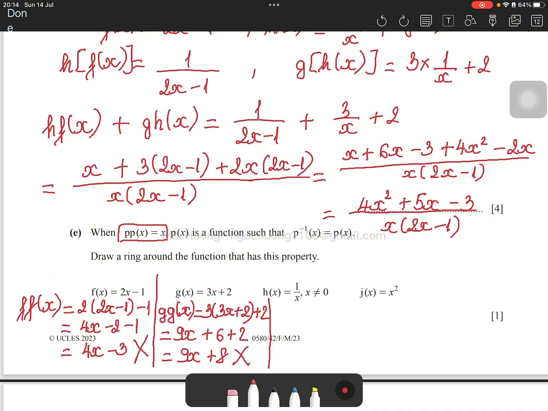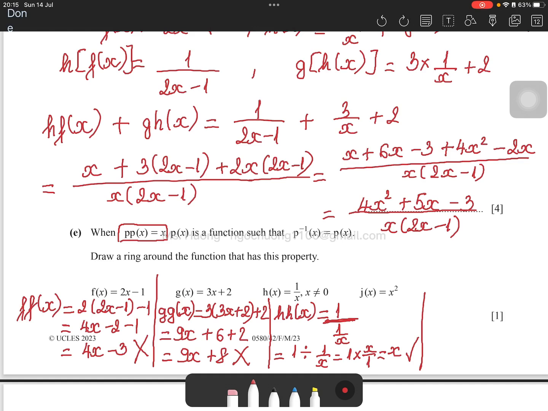Now let's check h of h of x. I will substitute h of x into the function h of x. So instead of writing x, I'll write 1 over x. This one is the same as 1 divided by 1 over x. And to divide by 1 over x, we multiply by the reciprocal of it, which is x over 1. 1 times x is x, and x over 1 is just x. So this one is definitely the answer.